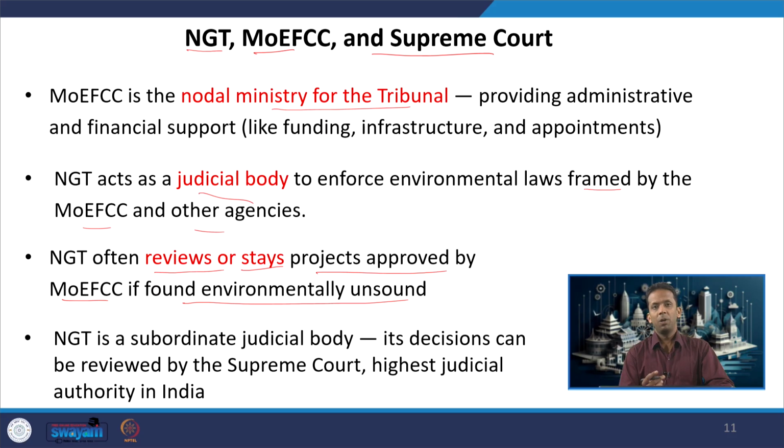And when it comes to the Supreme Court, it is the highest judicial authority in India. So, NGT has no right to challenge a decision of the Supreme Court, but NGT's decisions can be reviewed by the Supreme Court. Okay. So, NGT is a subordinate judicial body and its decisions can be reviewed by the Supreme Court, but the Supreme Court's decision, even though it is related to an environmental matter, won't be reviewed by the NGT. So, that is the connection between NGT, MoEFCC and the Supreme Court.